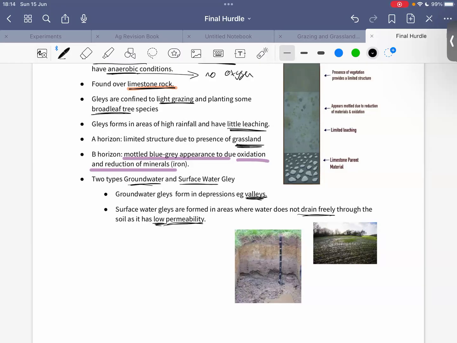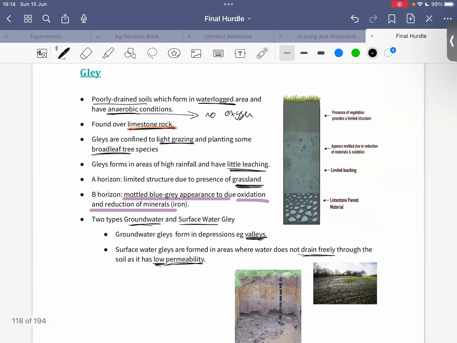Everyone happy with our gley soils? What it has in common with our brown earth soil is a parent material of limestone. It's going to be waterlogged and in anaerobic conditions. What does anaerobic mean?